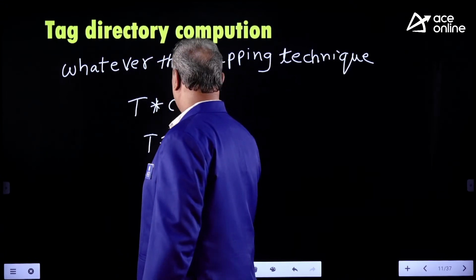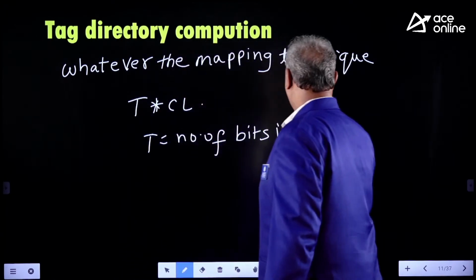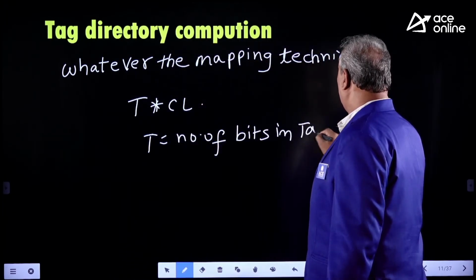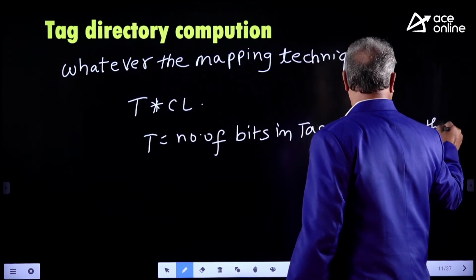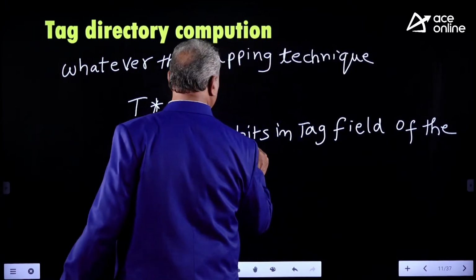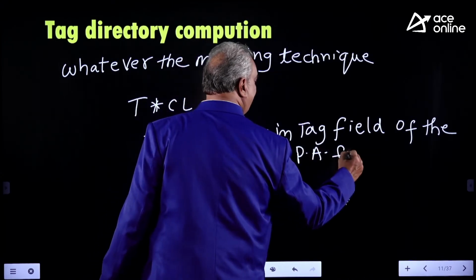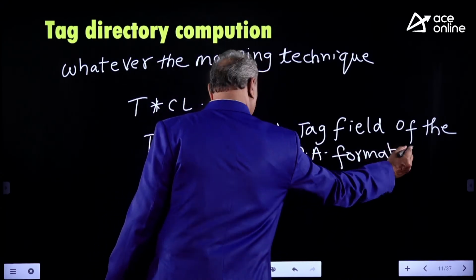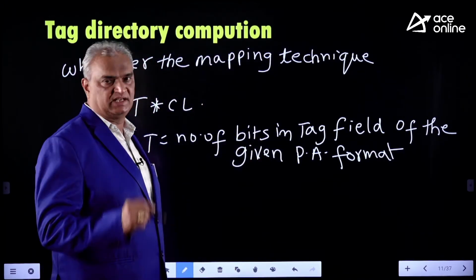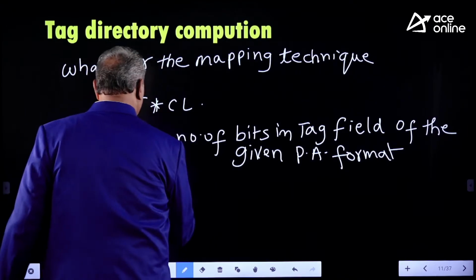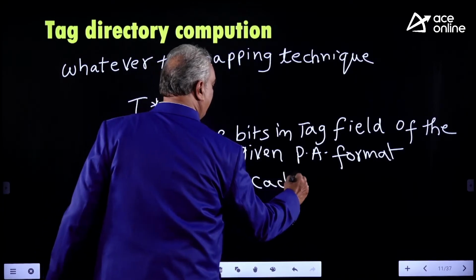What is T? The number of bits in the tag field of the given physical address format. What is the PA format? Physical address format. T is the number of bits in the tag field of the given physical address format. What about CL? The number of cache lines.